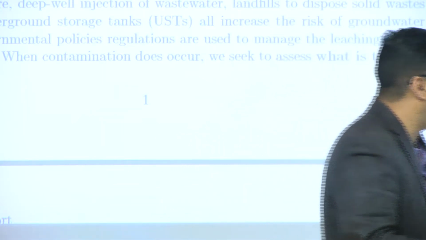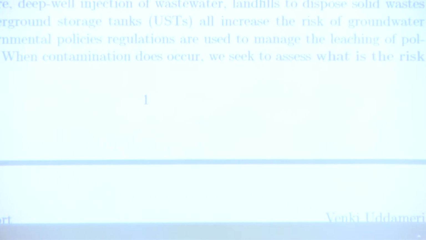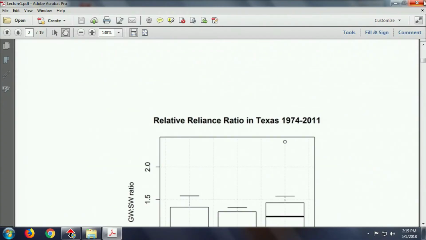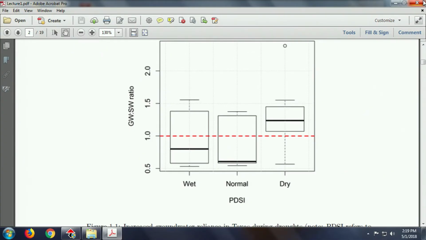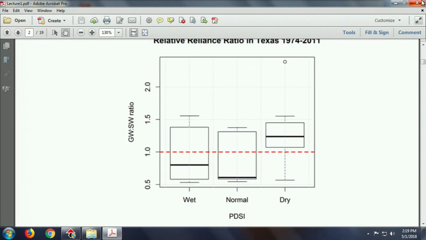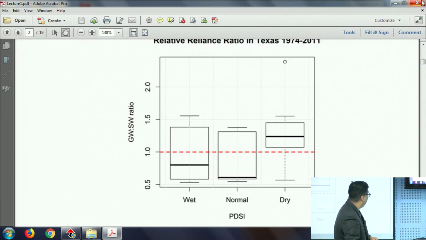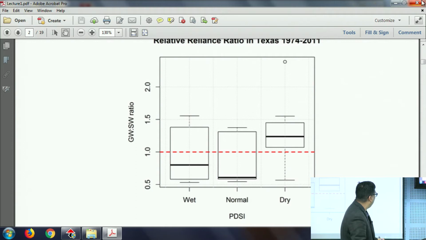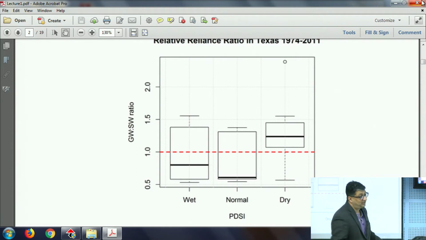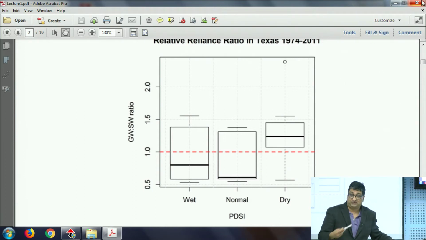One of the other things that happens is groundwater gets used a lot more during periods of drought. So what I show here is the groundwater to surface water use in Texas. The wet periods are when we have a lot of rainfall. The normal periods are when we have typical rainfall in Texas, and the dry periods are when there is drought. The PDSI there is the Palmer Drought Severity Index, which is a measure of drought.